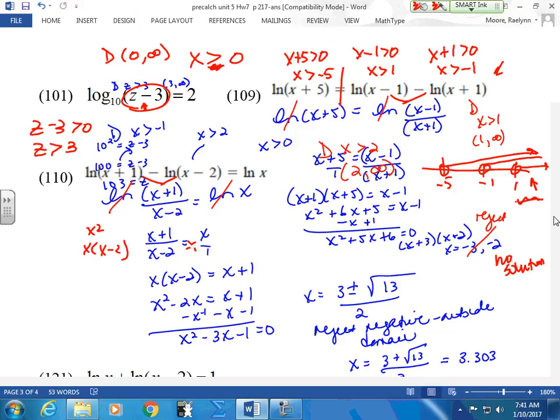The domain again, x plus 1 greater than 0, x minus 2 greater than 0, so x has to be greater than -1, and 2, so therefore x has to be greater than 2. And if those are not, then we have to reject them. But the plus one seems to be in our domain. This one had just a little twist in there because you couldn't factor it. Well, you can, but you just have to do a little bit more work.